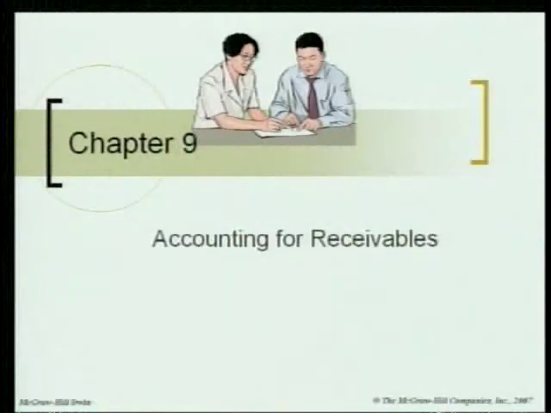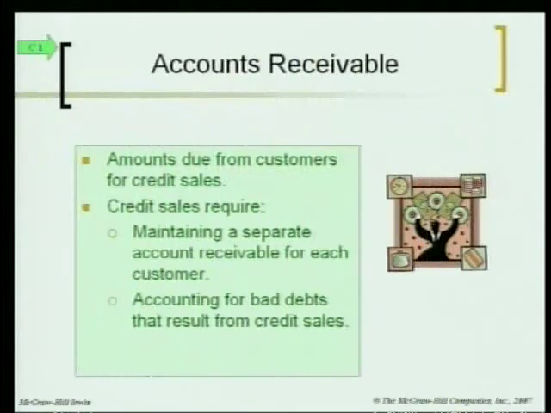We are going to talk about receivables in this chapter. Now, what are receivables? Receivables are amounts due from customers. For instance, if I sell an item or provide a service and you don't pay me now, you'll pay me later. So from my standpoint, I have a receivable. In the future, I am going to receive something from you. Does that make sense?